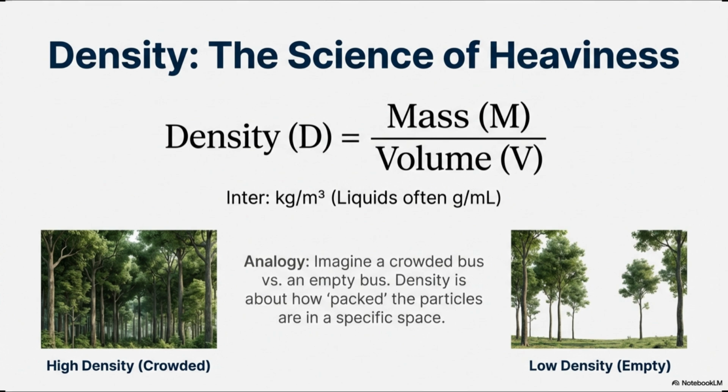This forest analogy is just a perfect way to picture it. Imagine a patch of forest. If the trees are packed in there super tight, well, that's high density. But if you have the same number of trees, but they're spread way, way out, that's low density. Same amount of stuff, just arranged differently in the same amount of space.